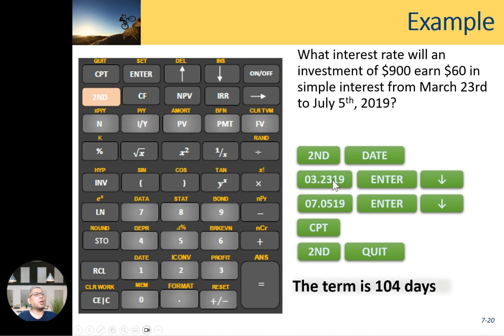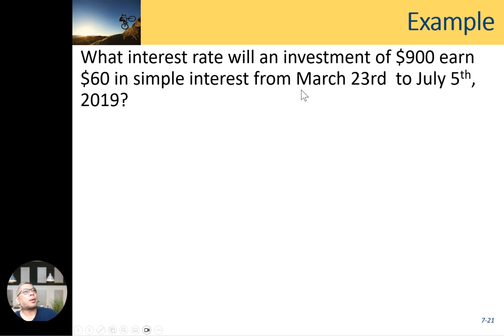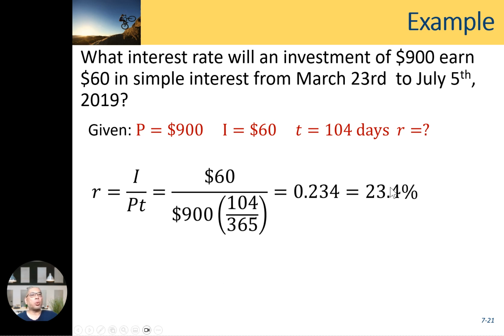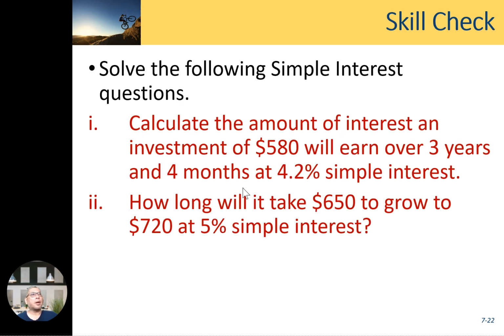Okay, you're going to do this on your Texas Instruments. The step by step is given to you here. That's a good example. Another example: an investment earns $60 simple interest from March 23rd to July 5th. So P is 900, I is 60, T is 104 days, based on the calculation or the table given to you. What is R? When you plug in, you get 23.4%. Okay, and then you can solve this.